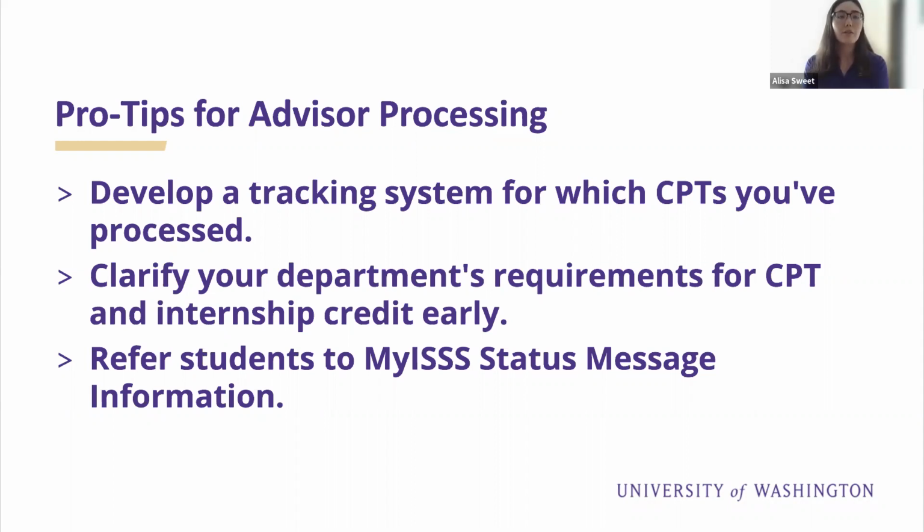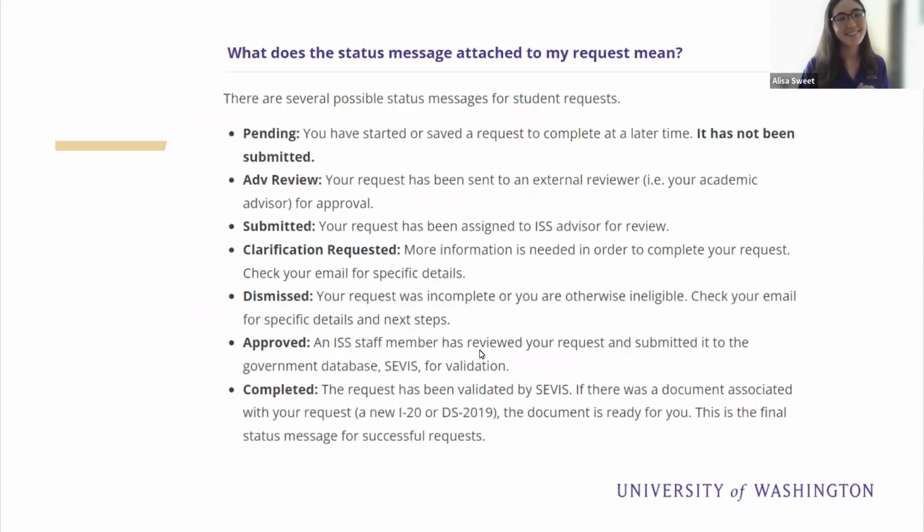With my ISSS, the request status can be seen and reviewed by students in their ISSS portal. And so if a student has a question about the status of their CPT request, advisors can refer students to that message. I'm going to go over really briefly what those messages might look like and what they mean at each stage in the next slide. So when students log in to my ISSS and they review their request forms, they might see their requests in the following statuses. I'm going to go over the first couple because those are when they're in process.